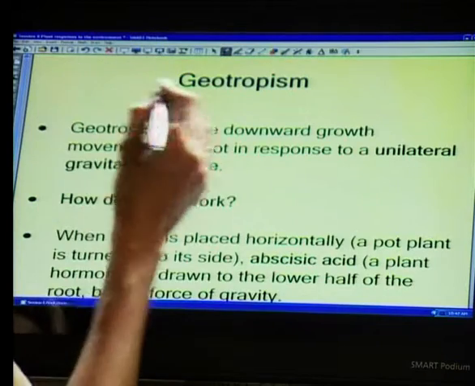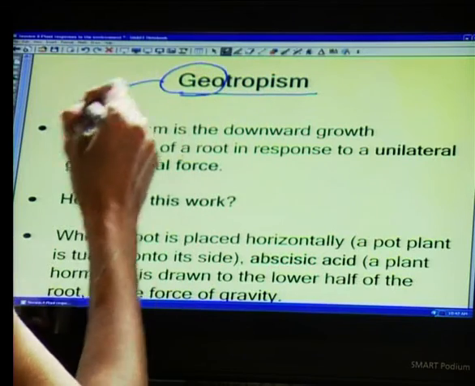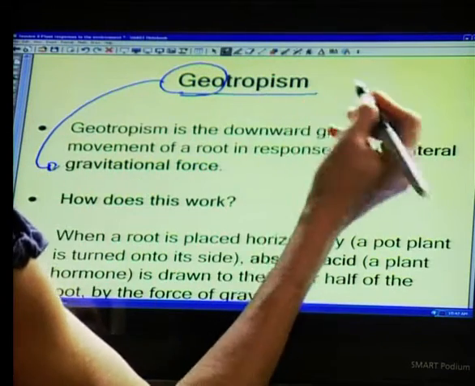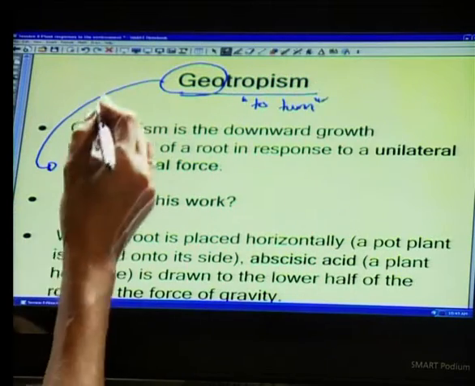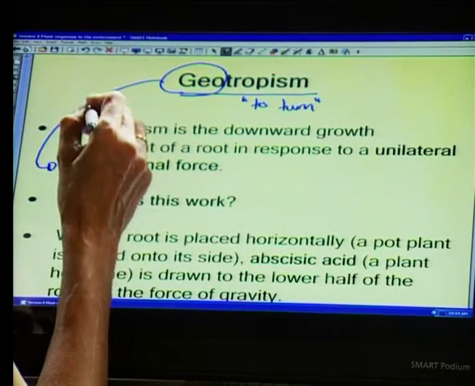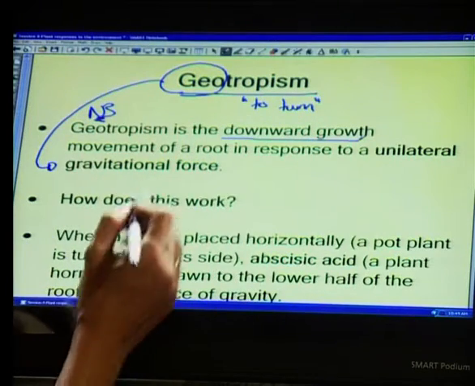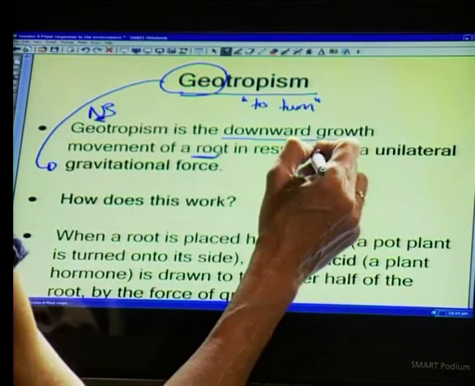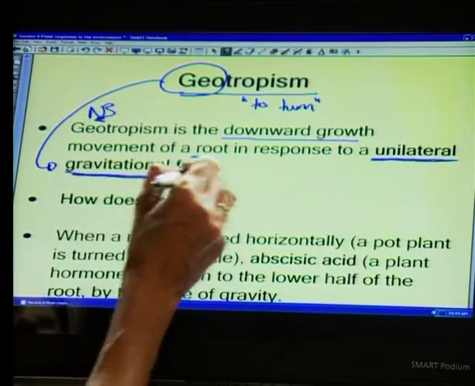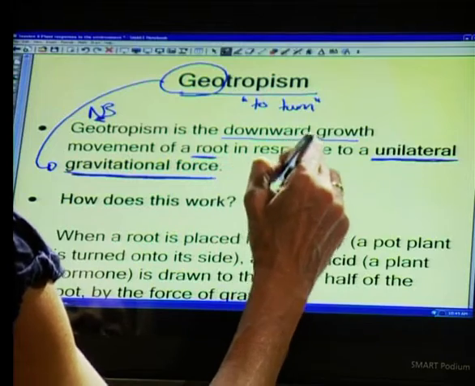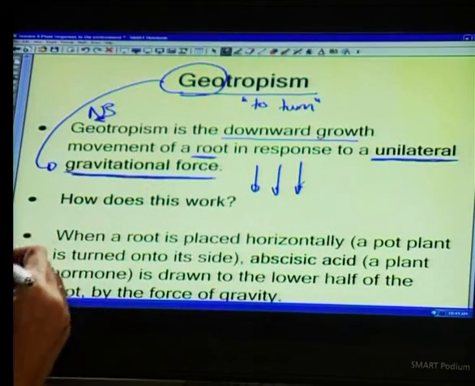All right, now geotropism. Now think of it. Geo is gravity. Tropism, to turn. Okay, so geotropism, and you must know this, is the downward growth movement of a root in response to a unilateral gravitational force. In other words, gravity is pulling it downwards. Okay, one way down. Now, how does it work?